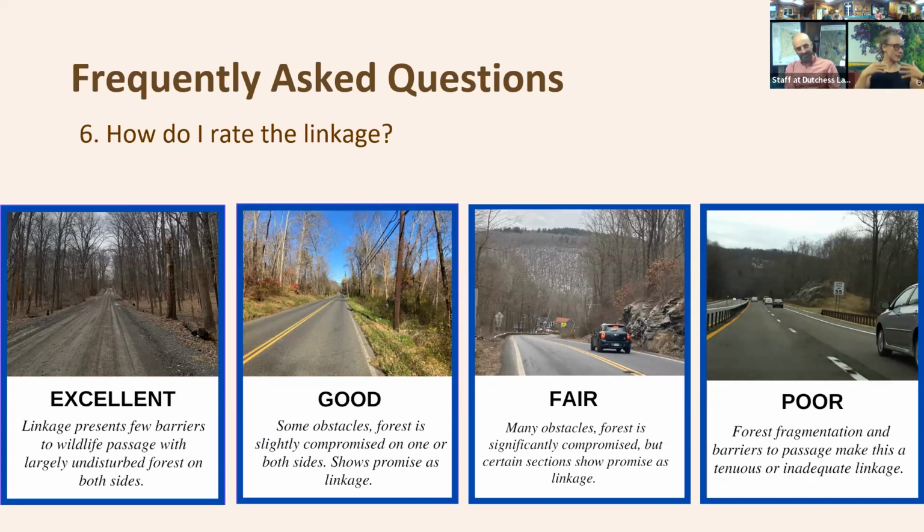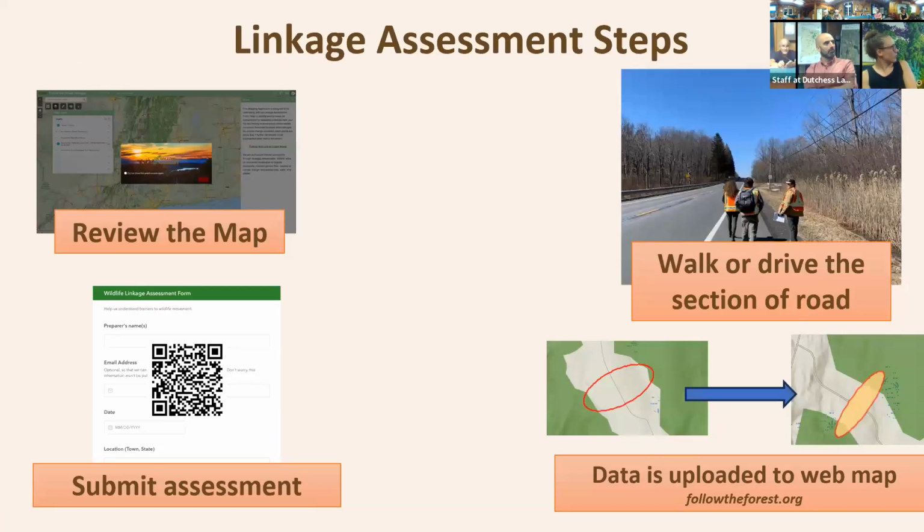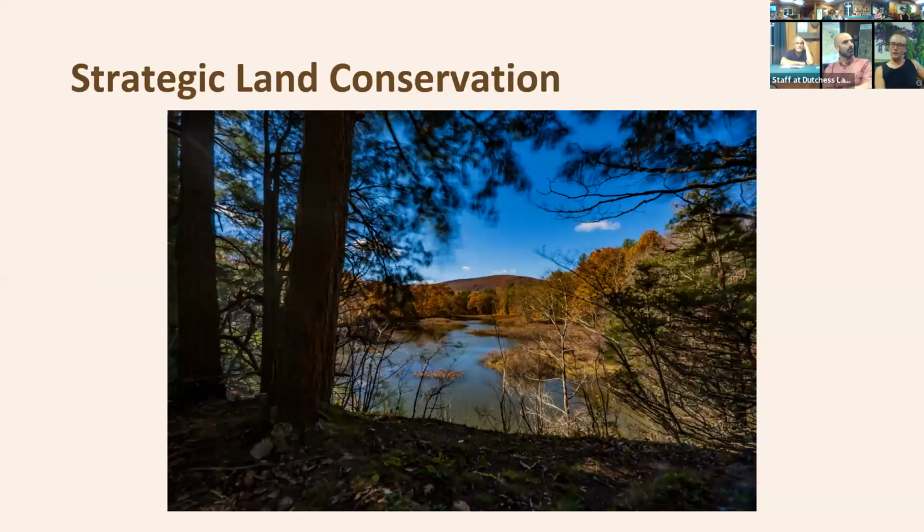And so that wraps it up. We have one last question where I ask you what the most significant barrier is. And I ask you to give me solutions, because that's the next fun part. All of this ultimately funnels down to us making a change on the landscape and being able to ensure there's connectivity on the landscape. So you review the map, you walk or drive that section of road, collect your data, submit the assessment form. It comes to me and the data is uploaded to the map. And then it informs action.